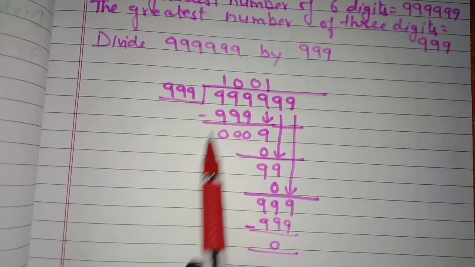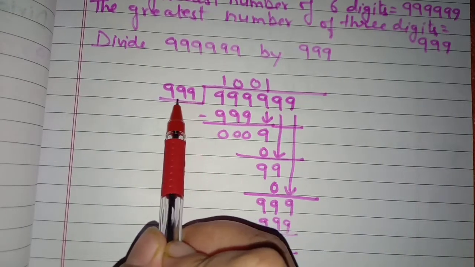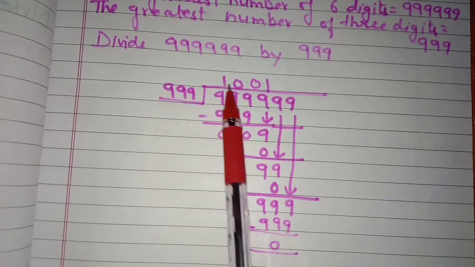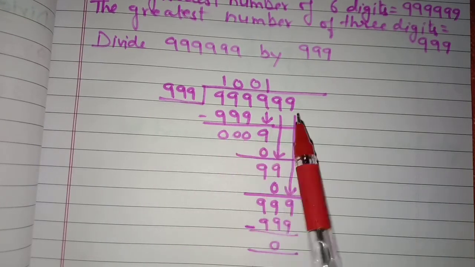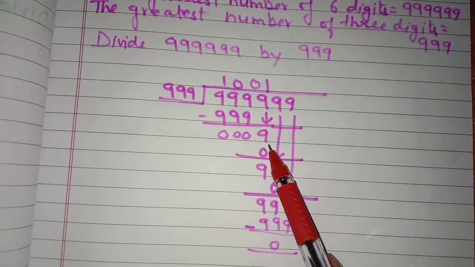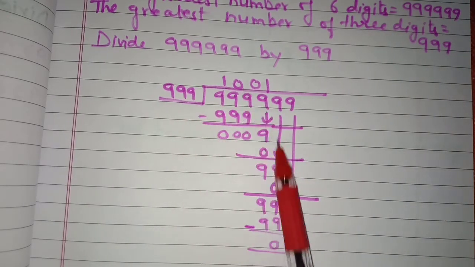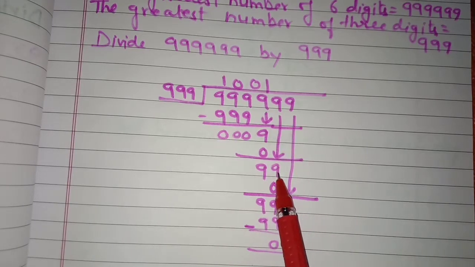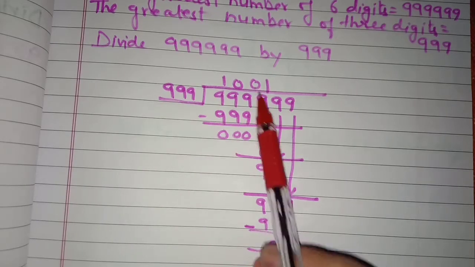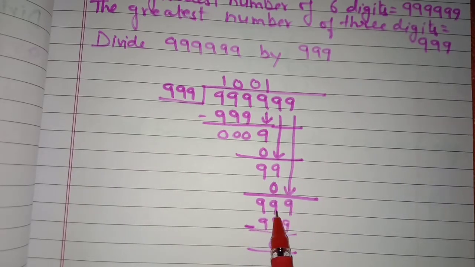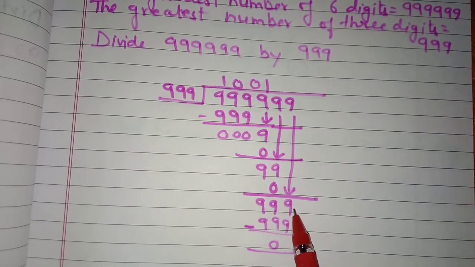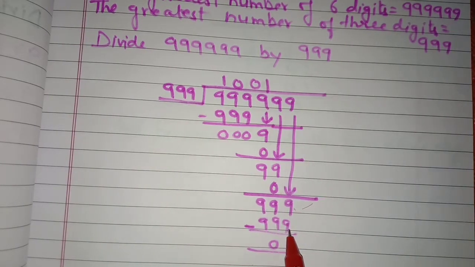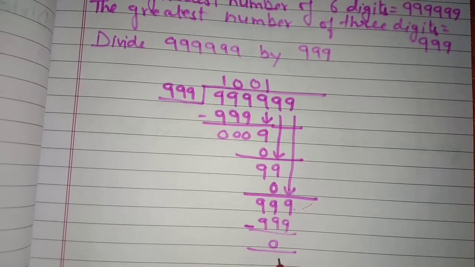Here the divisor is of 3 digits, so we need to take 3 digits from the dividend. So 999 ones are 999. We'll get 0 here. Now bring down this next digit 9 here. 999 zeros are 0. Now this 9 will be the remainder. Now bring down this next 9 here. Again 999 zeros are 0. So 99 will be the remainder. Now bring down this next 9 here. This is the dividend. Now 999 ones are 999 and 0 here is the remainder.